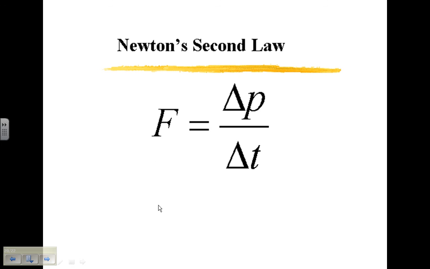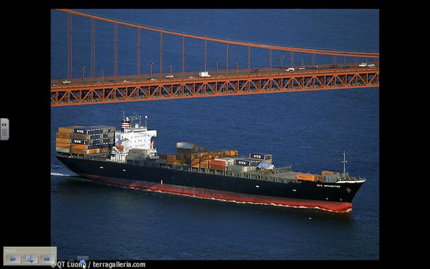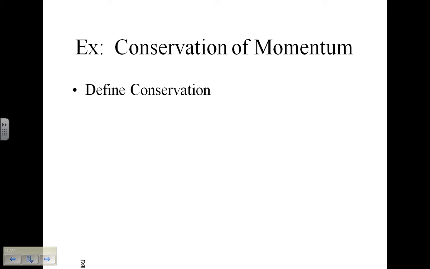And Newton's second law was originally stated as this: change in momentum over a time interval. Think about a huge cargo ship, how long it takes to slow it down. Lots of momentum.